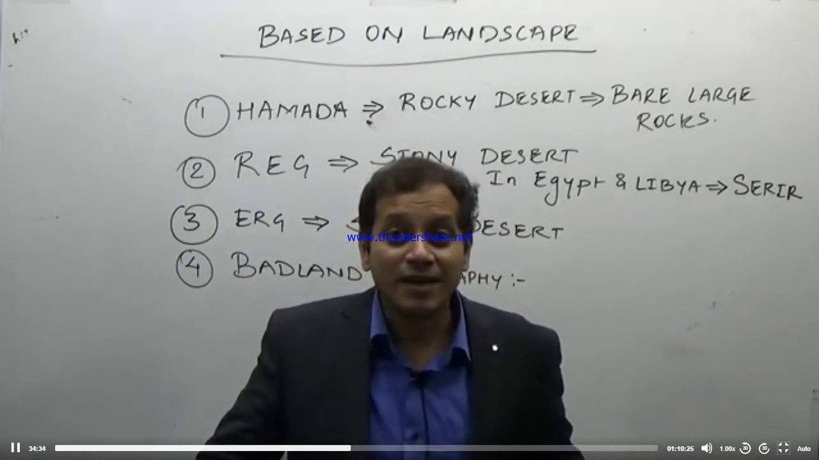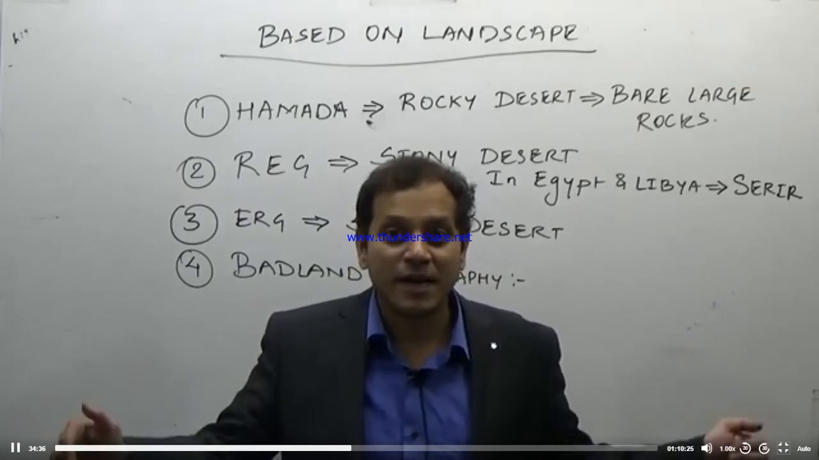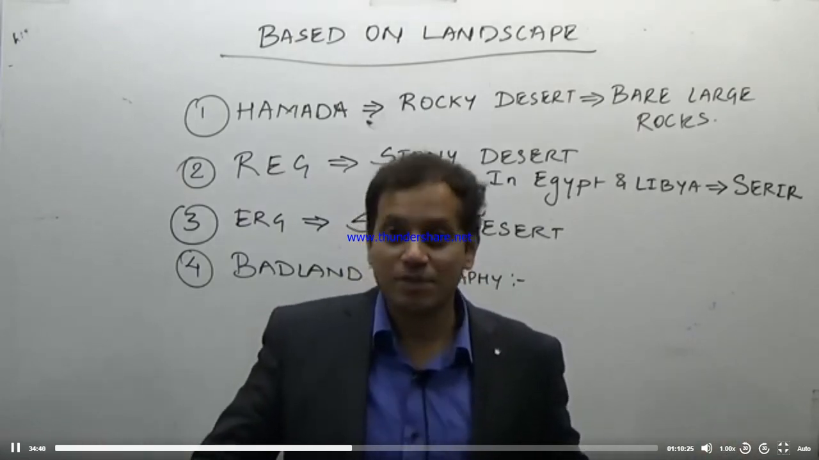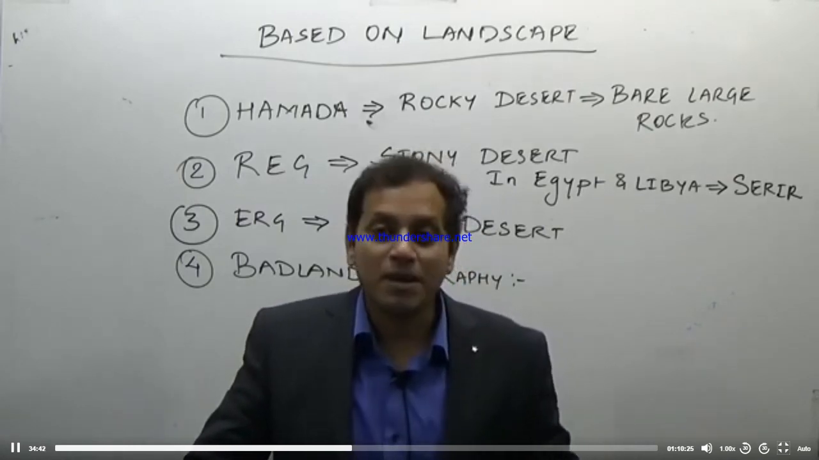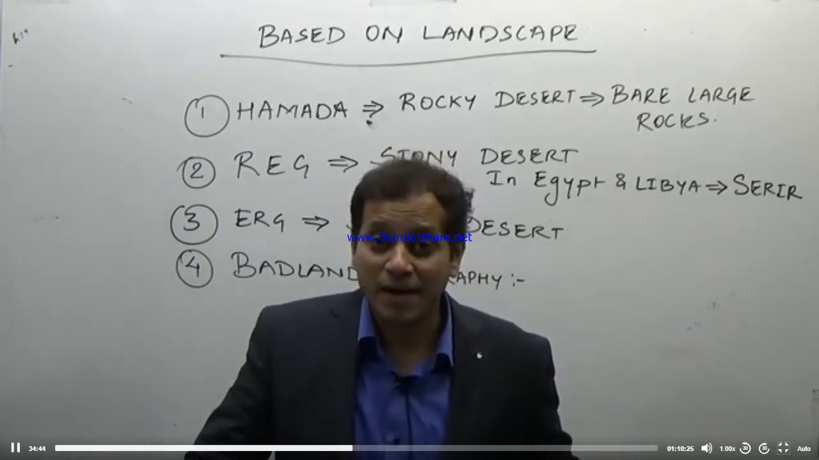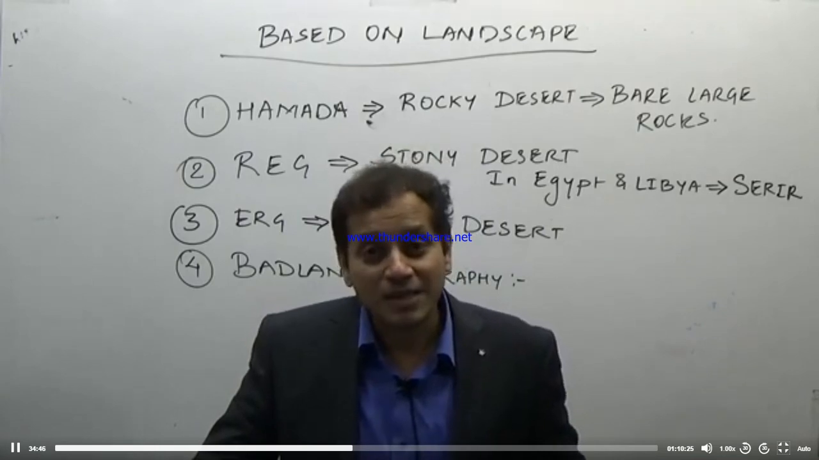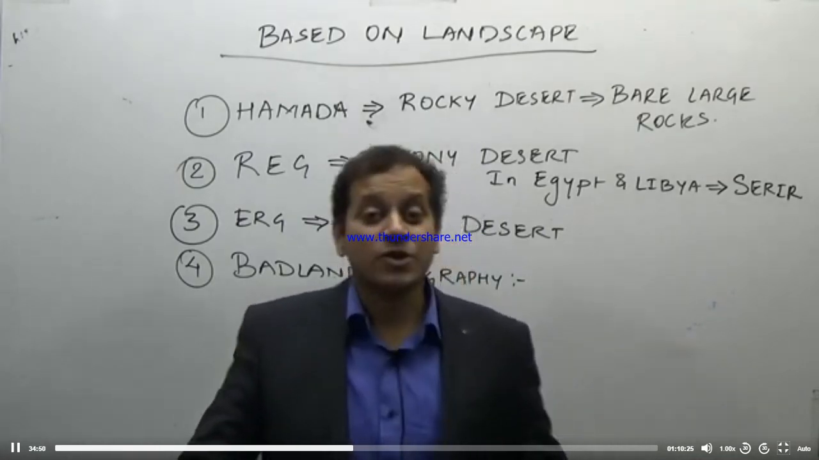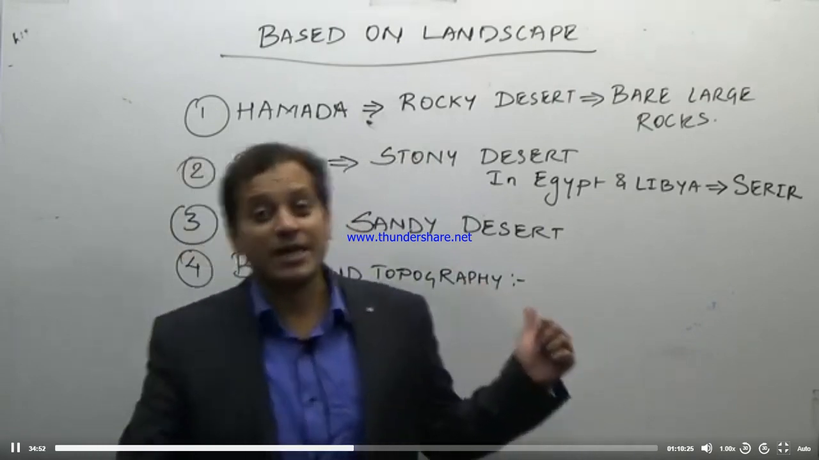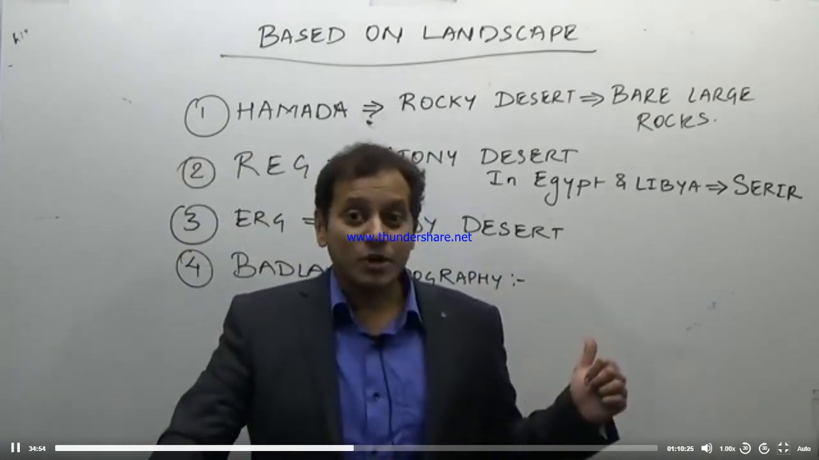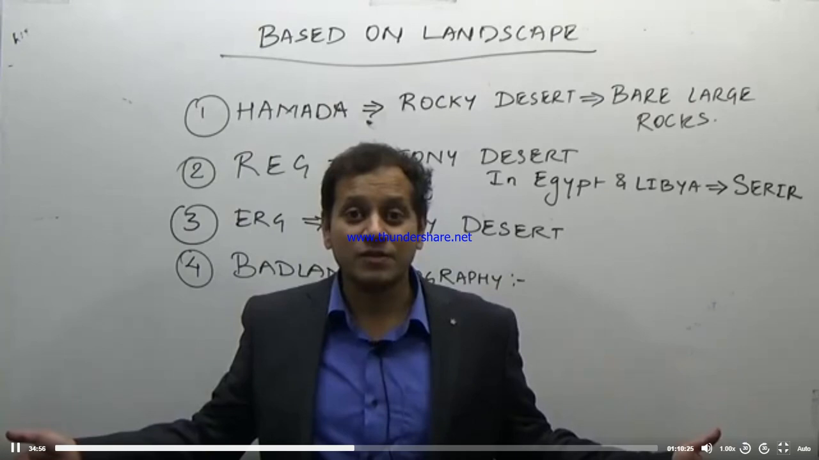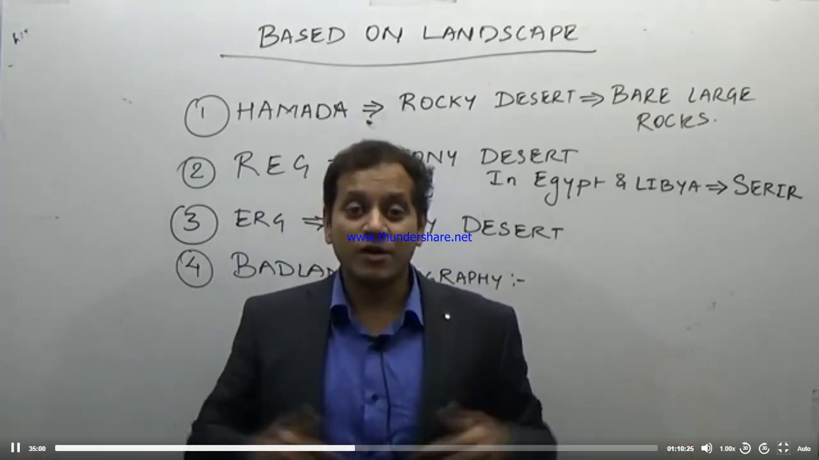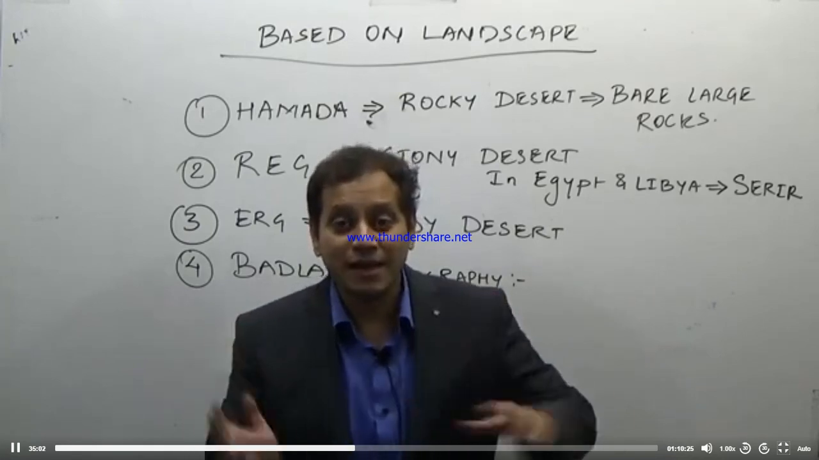Which area in India is famous as a badland topography? The area of Chambal. Chambal ki ghatiyan, or the Chambal basin, is famous for badland topography. In the USA also, such a topography is named badland topography. So the name we are calling here is badland. The badland topography is found in semi-arid regions of India and semi-arid regions of the world. Whenever there is rainfall, there is gully erosion, there is ravine erosion.